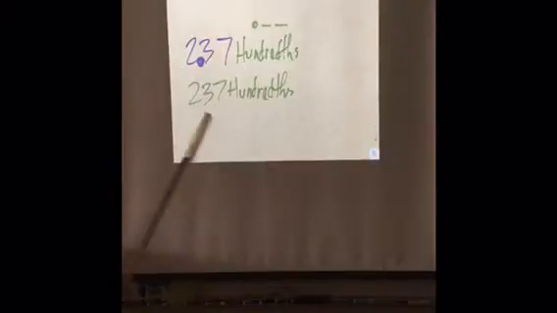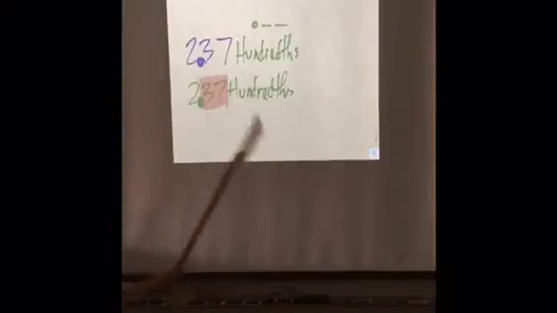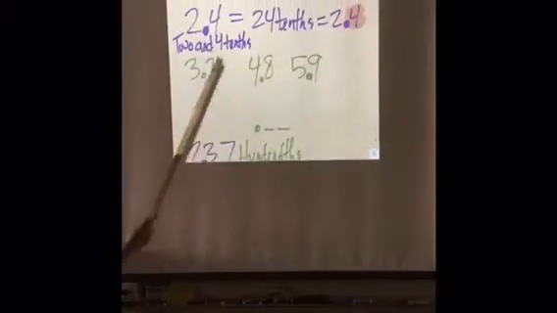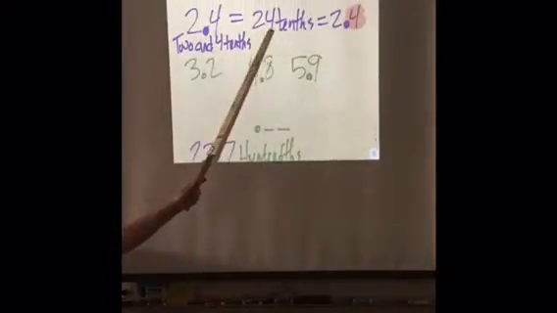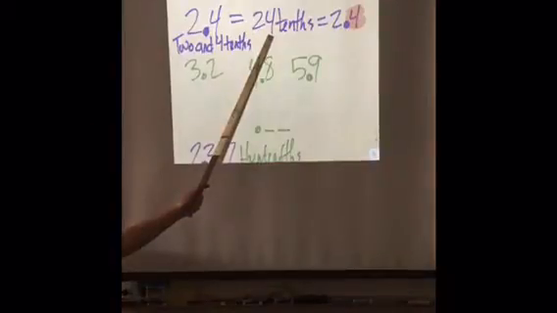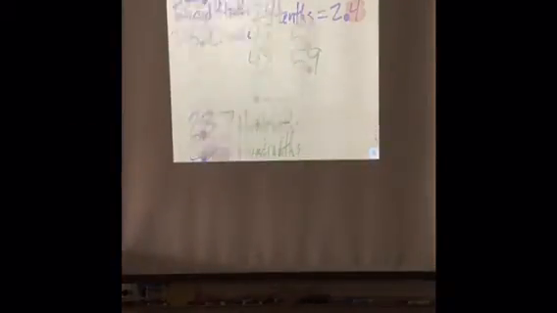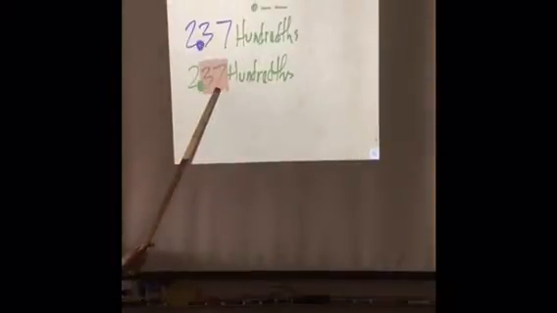Where would I put my decimal on 237 hundredths? I would put it in between the 2 and the 3, because here's my hundredths part, right? So my decimal would go there. Does everybody understand that concept? Yes. So for the tenths, I have one place in back of the decimal, right? And on hundredths, I have two places in back of the decimal. Okay? So let's do a little practice and see how we can do, okay?